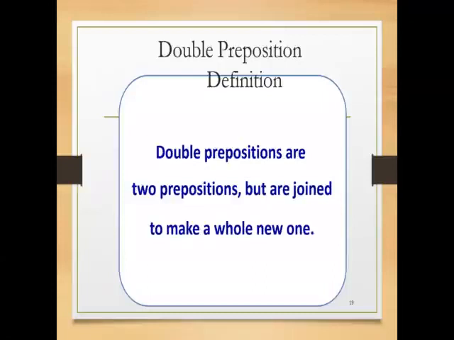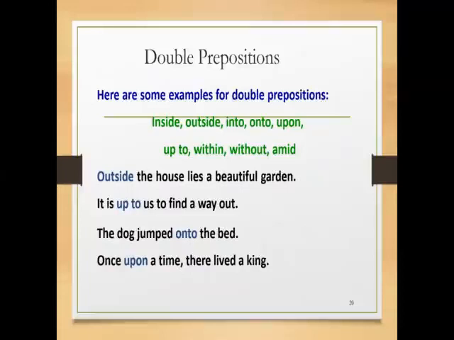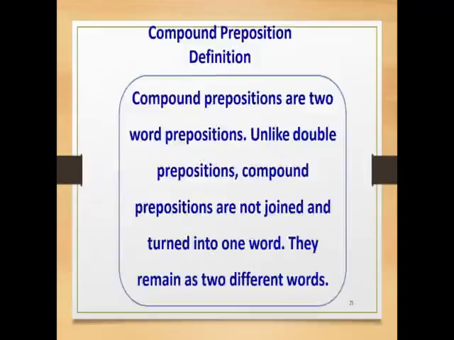Double preposition. Double prepositions are two prepositions but are joined to make a whole new one. Here are some of the examples for double prepositions: inside, outside, into, onto, upon, up to, within, without, amid. Outside the house lies a beautiful garden. Outside is the double preposition. It is up to us to find a way out. Up to is a double preposition. The dog jumped onto the bed. Here, onto is the double preposition. Once upon a time there lived a king. Here, upon is a double preposition.